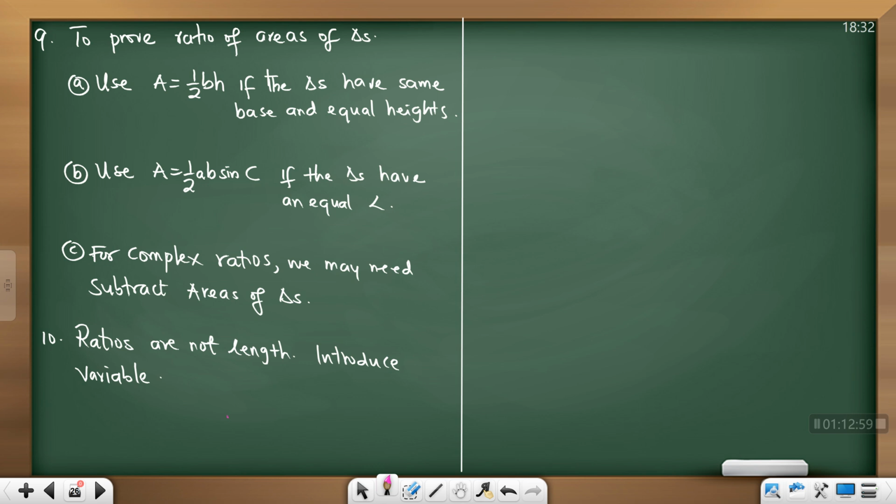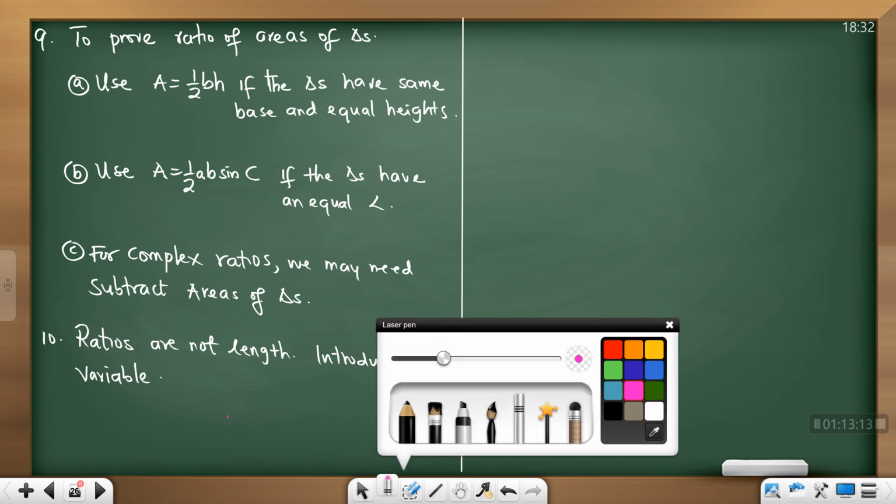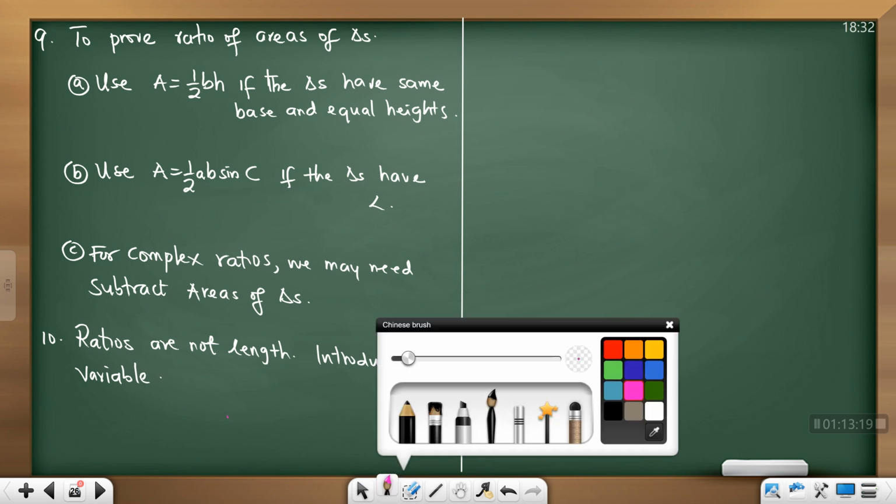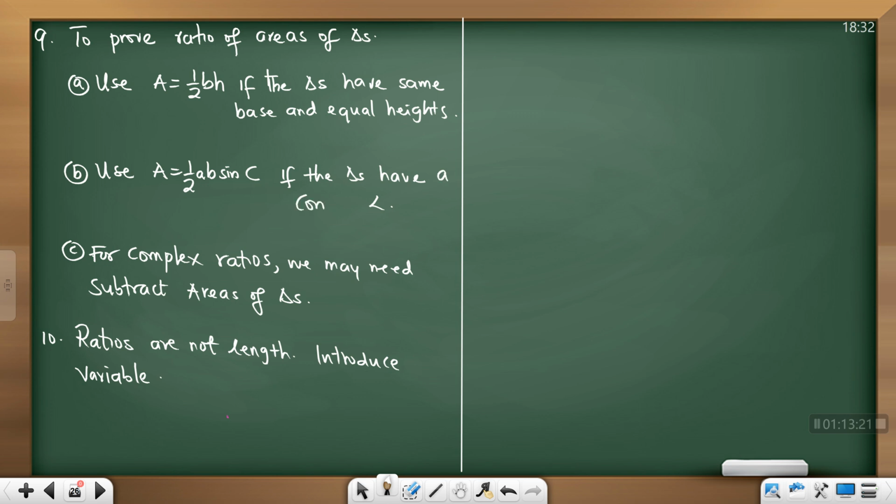That is from the area rule in trigonometry, if you remember. Half AB sine C. If the triangles have an equal, or no, please change this word. This word is not right. If the triangles have a common angle, please change that word. It's common, so that it can cancel out. A common angle. I know you guys don't speak English at home, so it bothers me. A common angle.